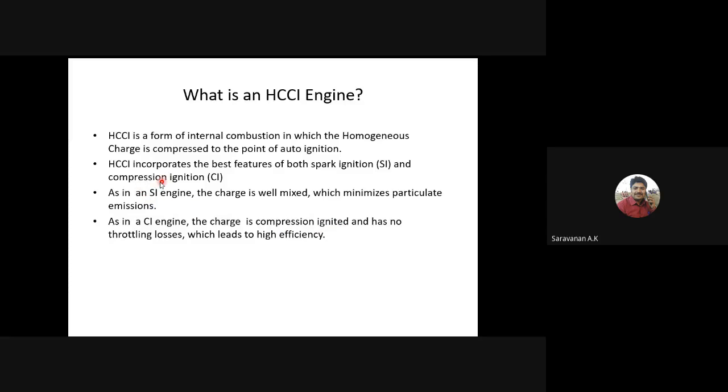So the special thing for the SI engine is that the air and fuel mixture will be good, so it will minimize particulate emissions. For the CI engines there are no throttling losses, so the efficiency will be high. In the HCCI engine, the SI engine and the CI engine principles are combined.